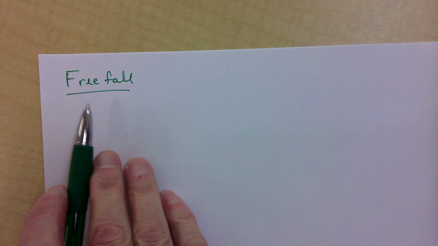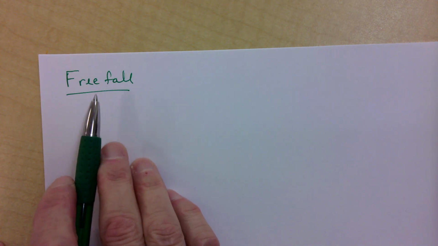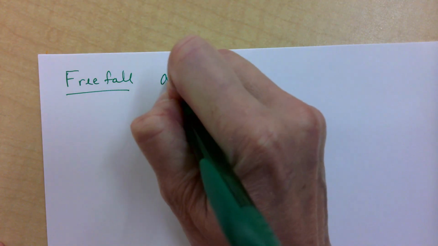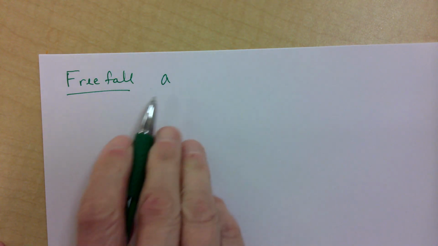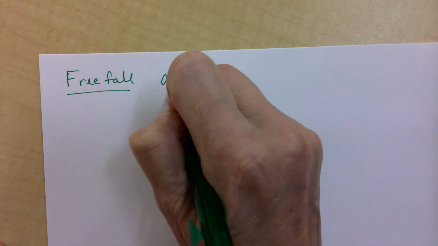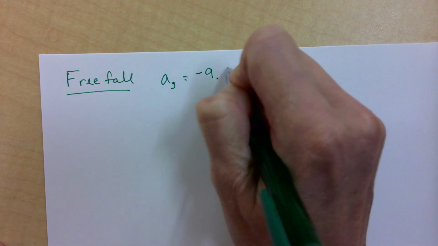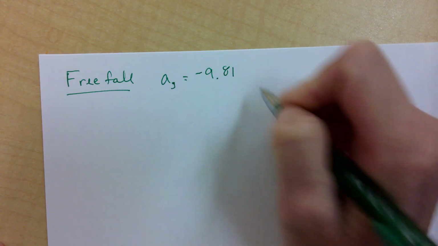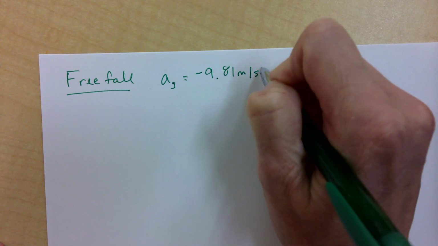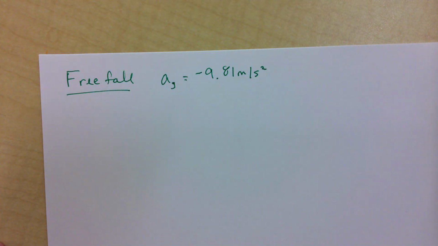Okay, so you should have read the book on this section dealing with free fall acceleration. The biggest takeaway that you need to know is when you are in free fall, acceleration due to gravity, sometimes we just write it the letter a, sometimes they put a little g down here, okay? It's always going to be a negative 9.81, we use this digit, okay? Meters per second squared.